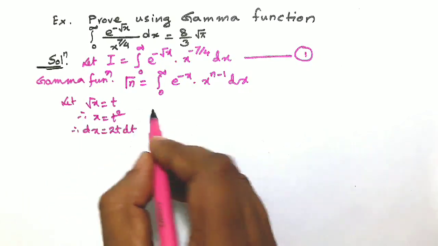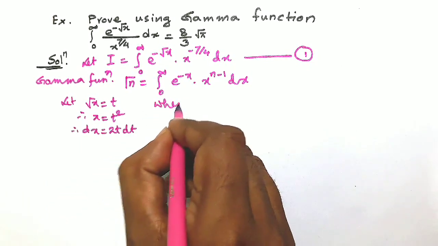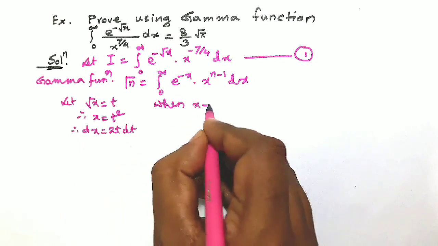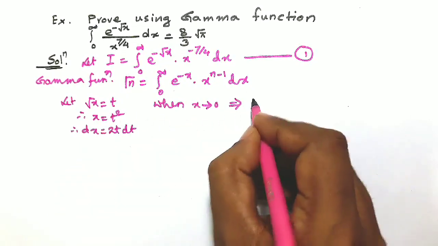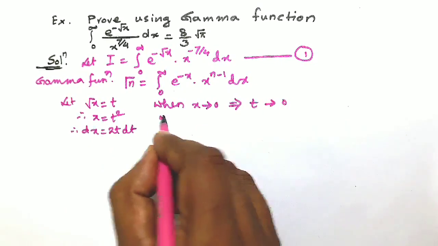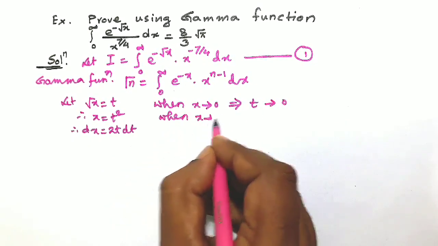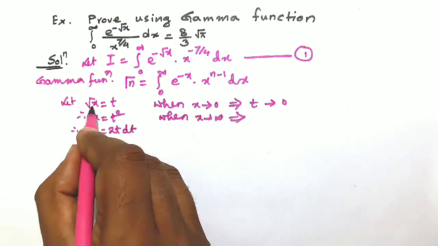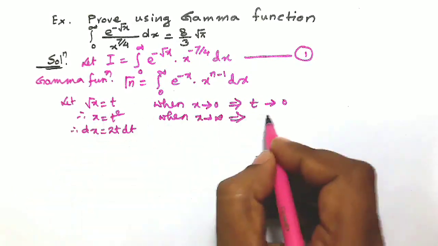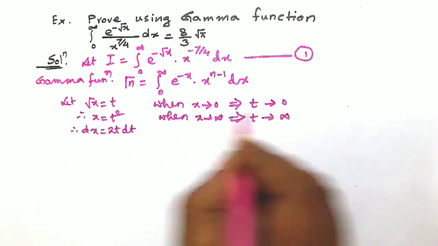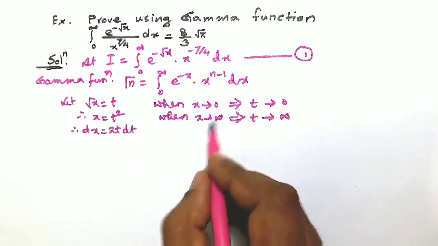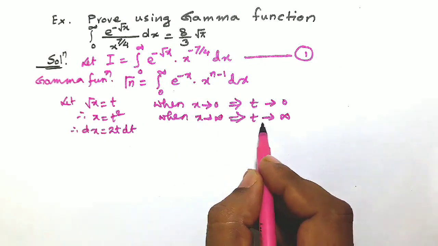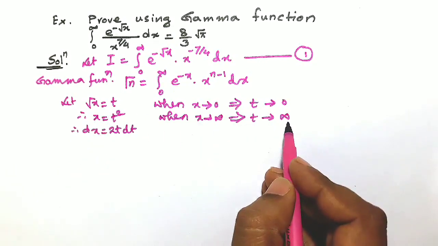Now we have to change the limit. When x tends to 0, then obviously t is tending to 0. Now when x is tending to infinity, then t is also tending to infinity, isn't it? Root infinity is like infinity. So when x tends to infinity, then t is also tending to infinity.